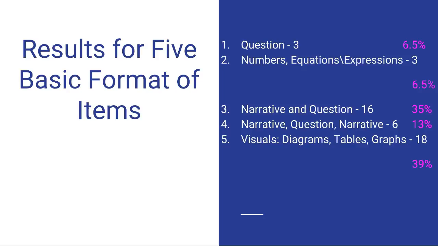Narrative and question. There were 16 items. That's the way most of the tests have been in the past, but that was only 35% of the test. Number 4, a narrative, question, narrative, 13% of the test. Then look at number 5. Were you surprised? Visuals, diagrams, tables, graphs, number lines, 18 items. That was a majority compared to the rest of the items, 39% of the test. So most of the test consisted of visuals or a narrative and an equation and question.